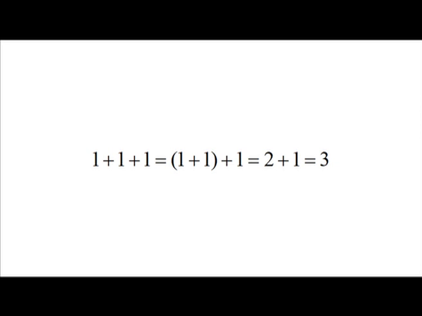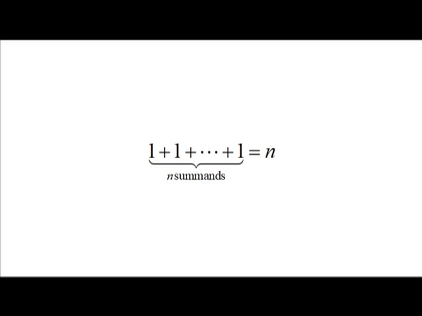We know that 1 plus 1 equals 2. To add 3 ones, we proceed as follows: 1 plus 1 plus 1 equals 1 plus 1 plus 1, which is equal to 2 plus 1, which is equal to 3. We add 4 ones by 1 plus 1 plus 1 plus 1 equals 1 plus 1 plus 1 plus 1, which is equal to 3 plus 1, which is equal to 4. Continuing like this, if we are asked to add n ones, then 1 plus 1 plus etc. plus 1, n summands, equals n.